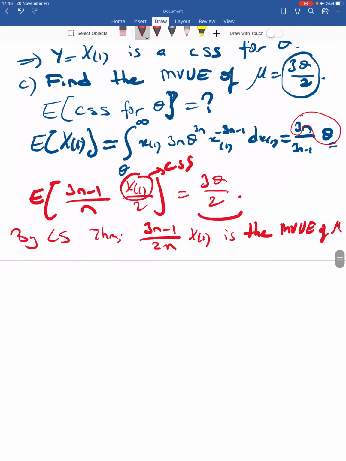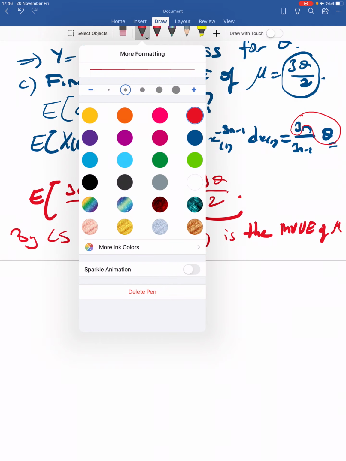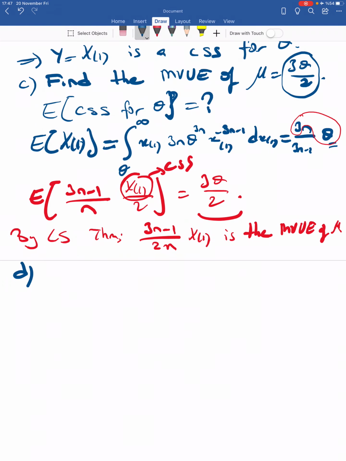Okay, one more part here. D. Find the minimum variance unbiased estimator of sigma square. Actually, let me stop here. Let me tell you something actually.